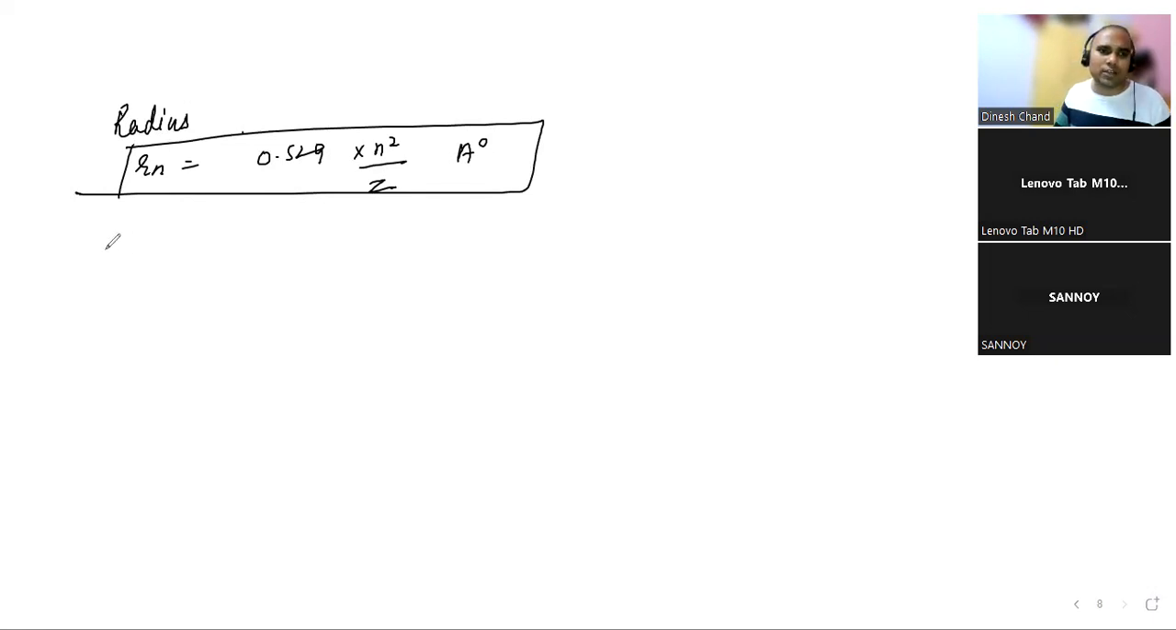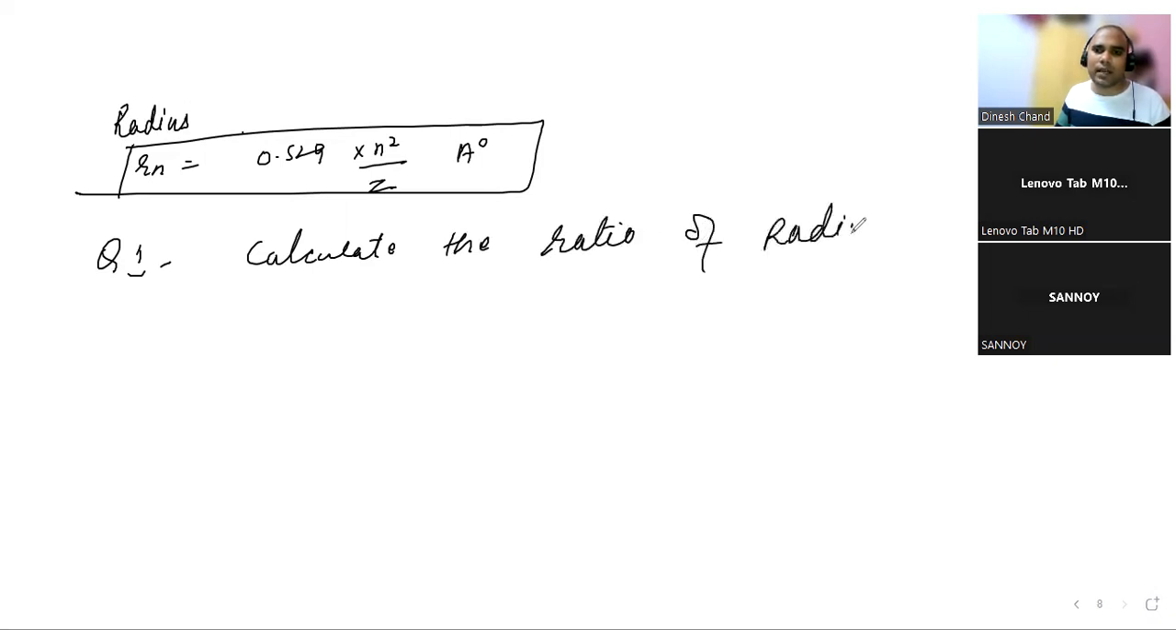So suppose the first question they are asking is: calculate the ratio of radii of Bohr orbit. This is applicable only for hydrogen-like atoms, no? So there is no problem, no?